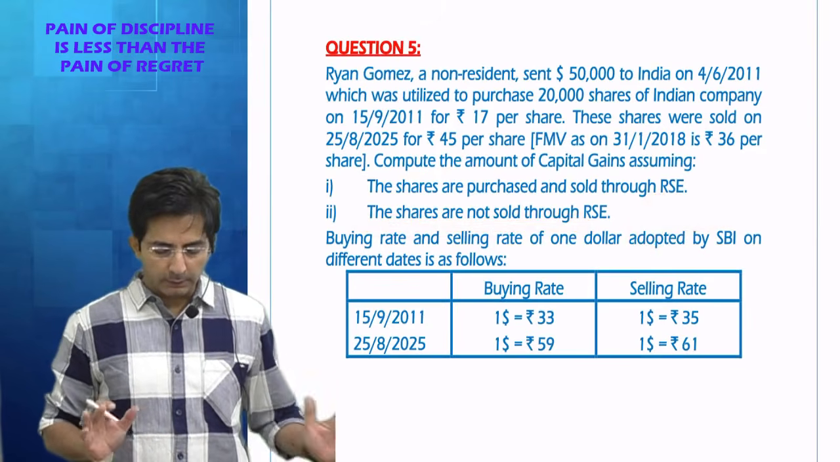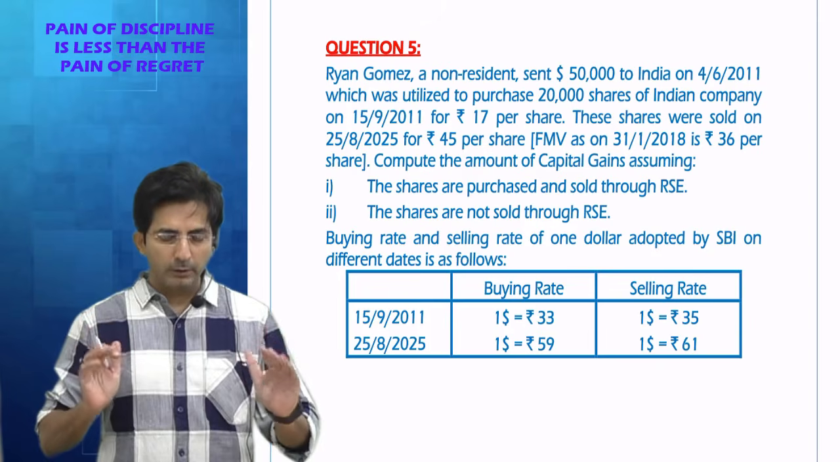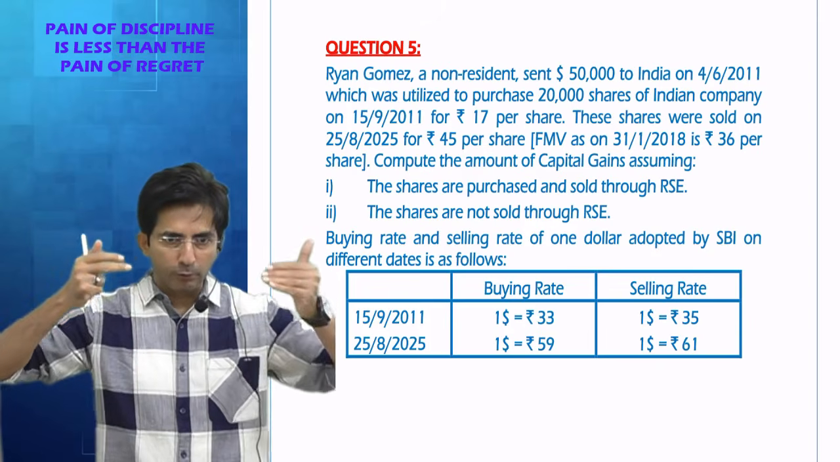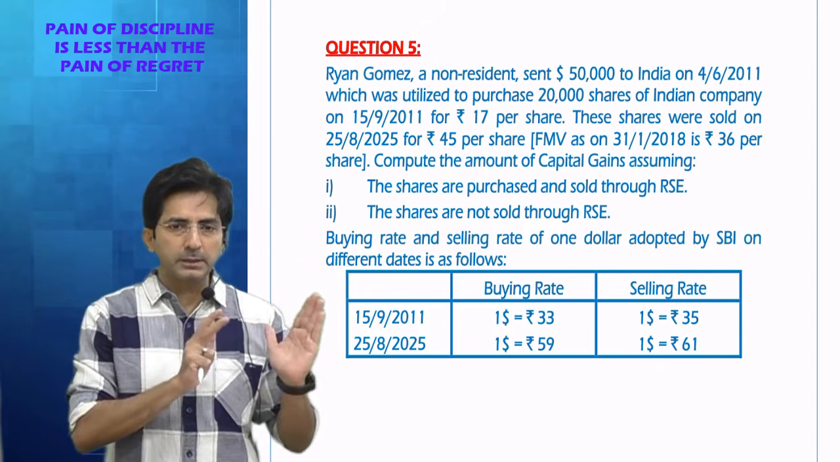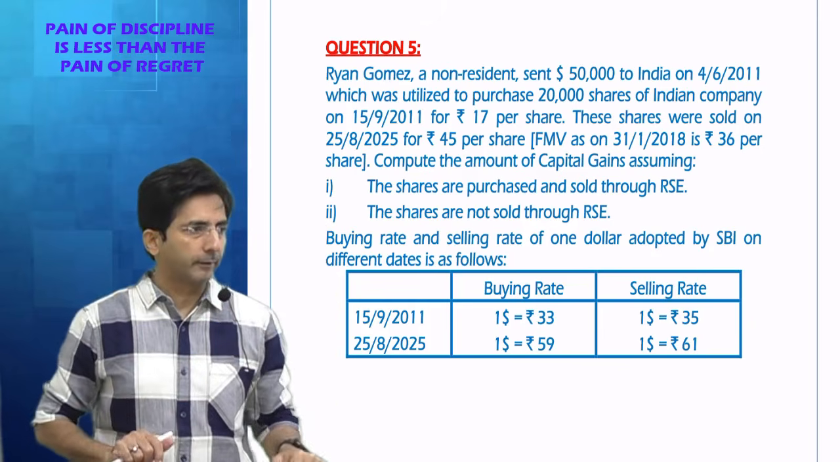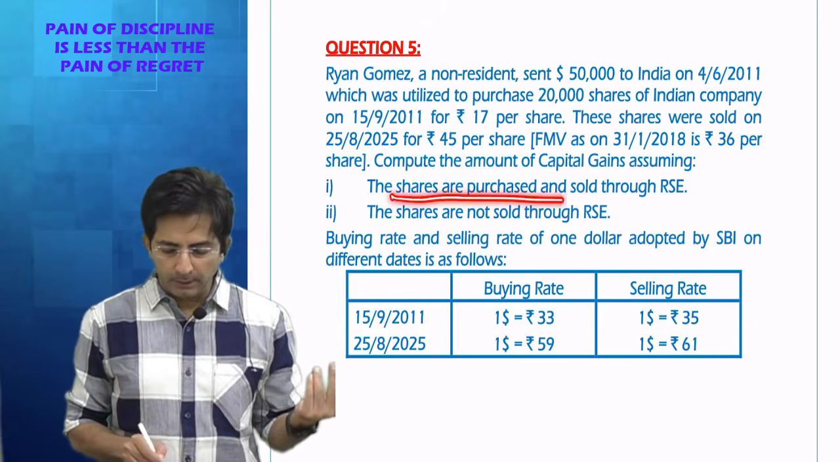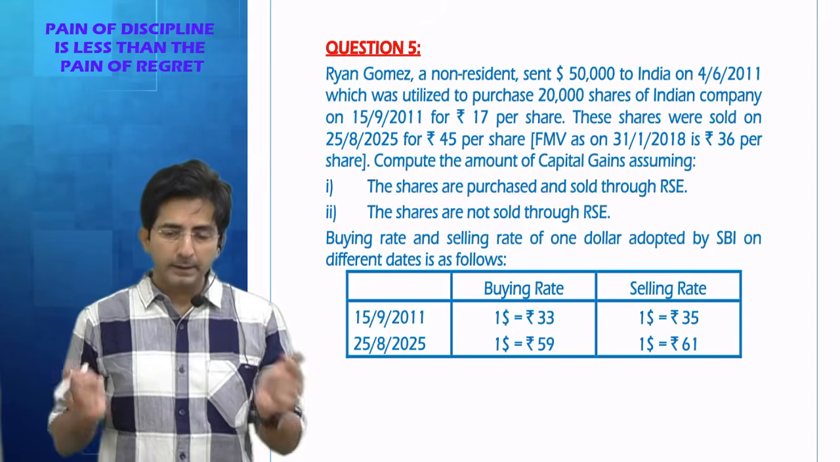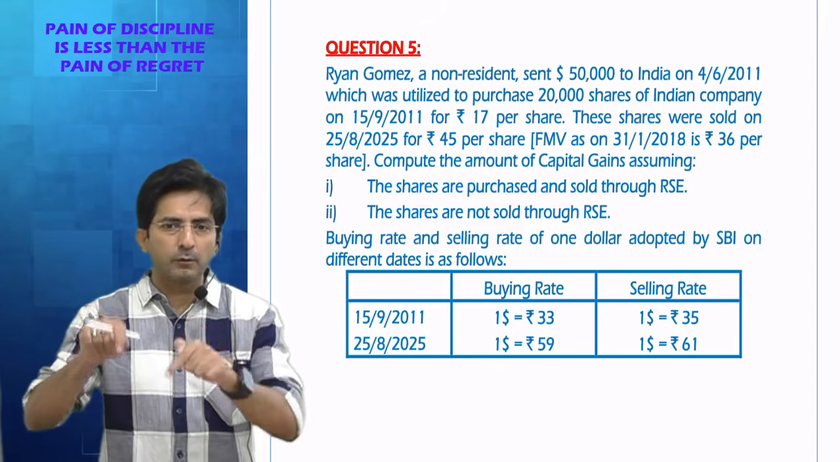In short, what was the purpose of the question? That you have to solve the question in 2 situations. Under situation 1, don't do conversion benefit because it is falling under 112A. And under situation 2, you have to do as per conversion benefit. Okay.